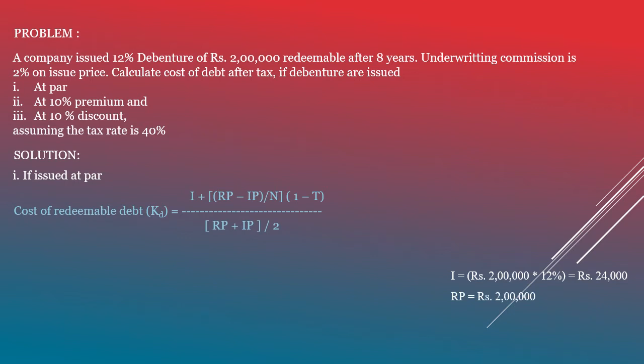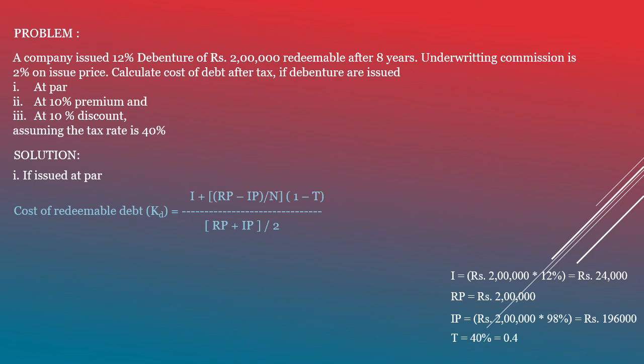Next one is RP. RP is redeemable price. So the total value of this redeemable debenture is 2 lakh. So redeemable price is 2 lakh. Next IP. IP is issued price. So here the debenture is issued at par, meaning the debenture will not be issued at overvalue or at undervalue. So we can take the total value of debenture, which is 2 lakh, and obviously we will deduct the flotation cost. Flotation cost is 2%. That means 98% of 2 lakh will be the IP, the issued price, which is 1,96,000.